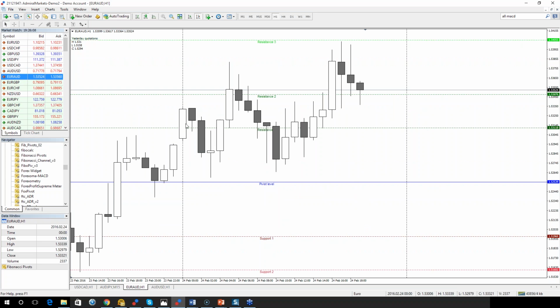Euro AUD, okay, it opened above pivot point, of course, it went up. You see, now tell me guys, does it look interesting to you? I think this looks really interesting that you can actually try to predict the trend just by looking at pivot point open and close. Yeah, very interesting.